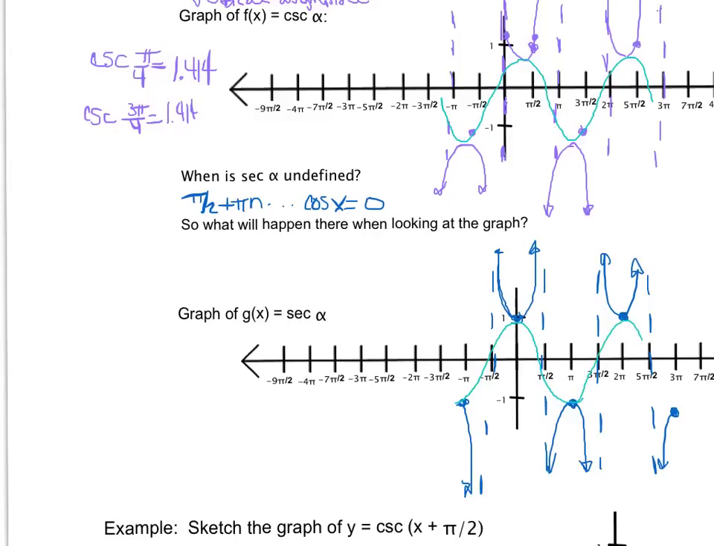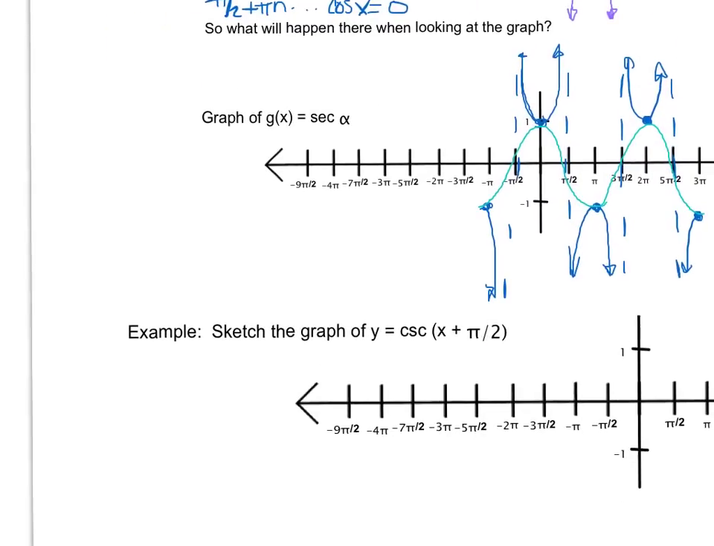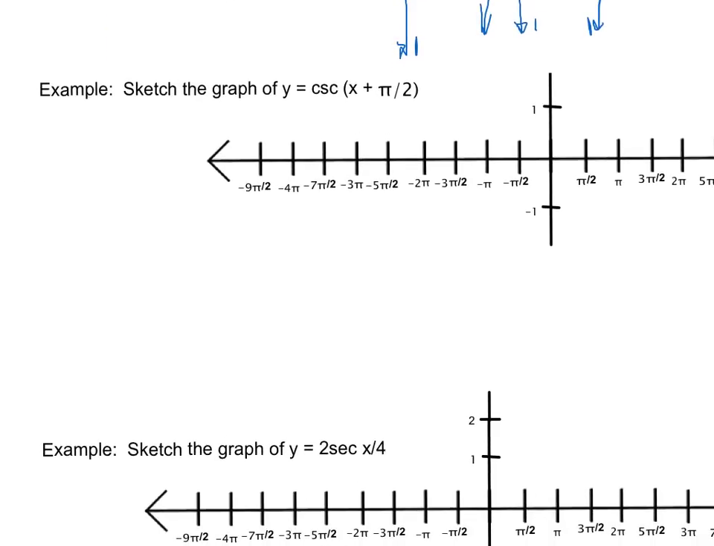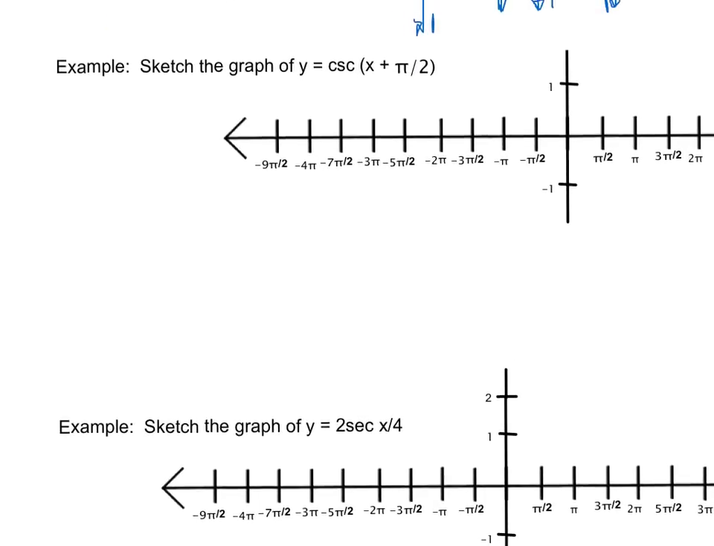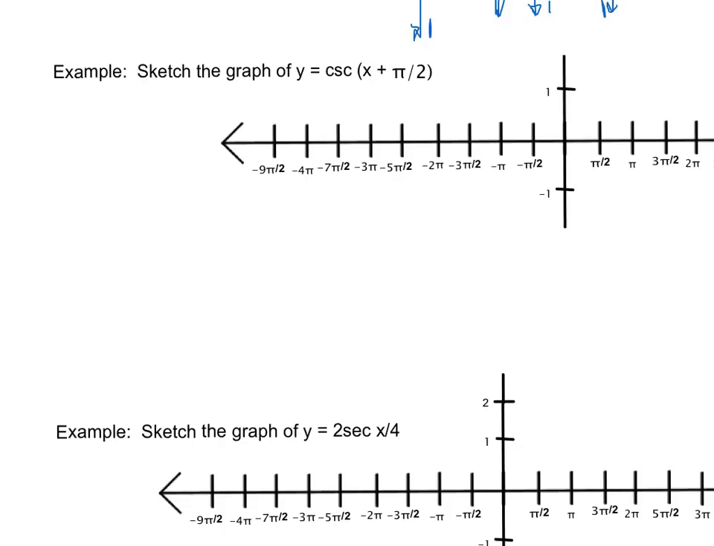So notice once again, to draw secant, we're going to start by drawing our cosine function and then sketching our secant function in. So let's go ahead and look at an example of how that's going to work. I want to graph cosecant of x plus pi over 2. To do that, I'm actually going to first graph the function sine of x plus pi over 2.